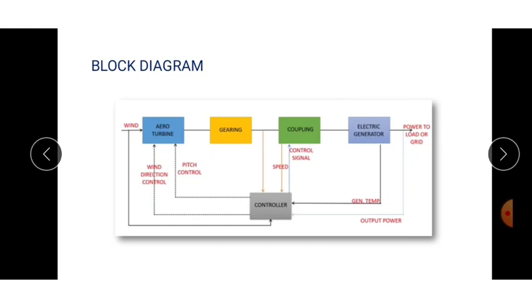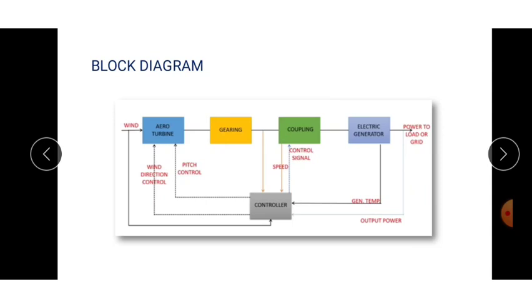The rotor turns the shaft at low speed, but generator requires higher speed. So, gearing system or a gearbox converts the low RPM into higher RPM required by an electric generator. And after producing electrical energy, it is given to load or grid.